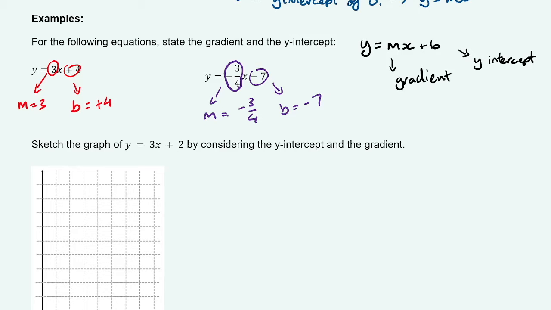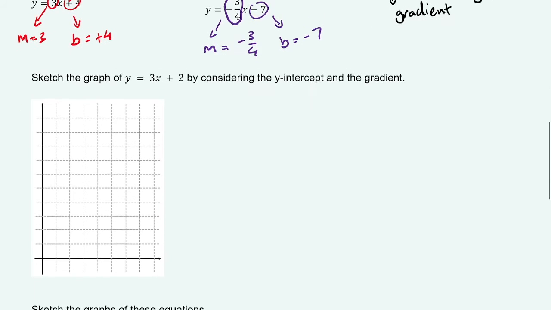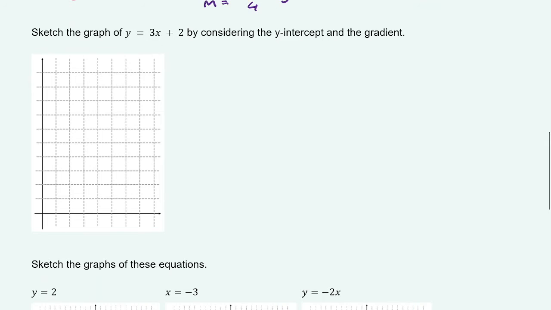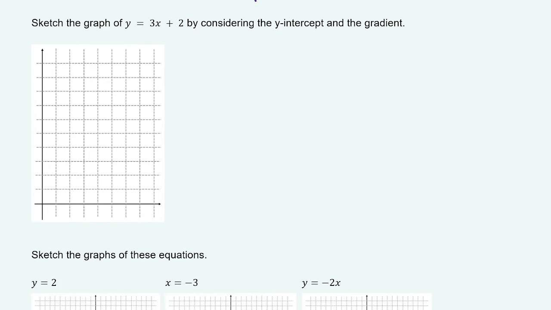Right, let's look at the next one. We're given an equation here, and we want to sketch this graph. We know what the gradient is. We know the y-intercept. First thing I'm going to do is put some bits and pieces in my graph. I'm just going to give it some scale here so that I know where all my numbers are going.